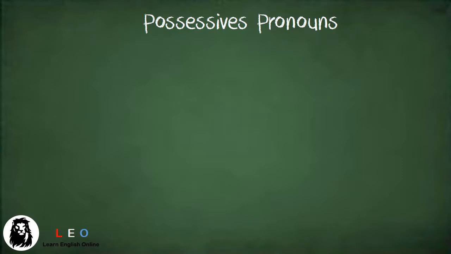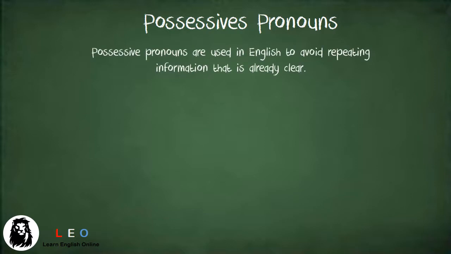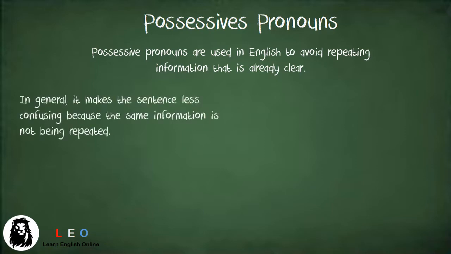Hi, in today's class, we are going to review the possessive pronouns. Possessive pronouns are used in English to avoid repeating information that is already clear. In general, it makes the sentence less confusing because the same information is not being repeated.